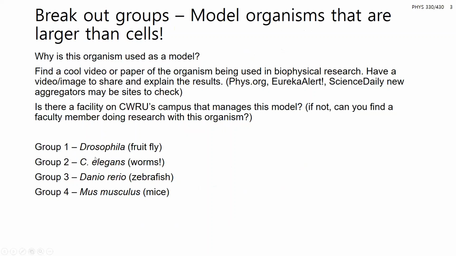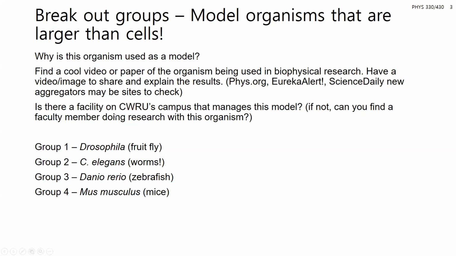I'd like you, in your group, to identify why that organism is used as a model organism. I've arranged them from smallest organism to largest: fruit fly, C. elegans, zebrafish, to mice. If you can find a cool video or paper, I've listed news aggregators for scientific news that universities put out, that I'm guessing have plenty of results and options for these model organisms, if you can find something interesting that they've been used for.